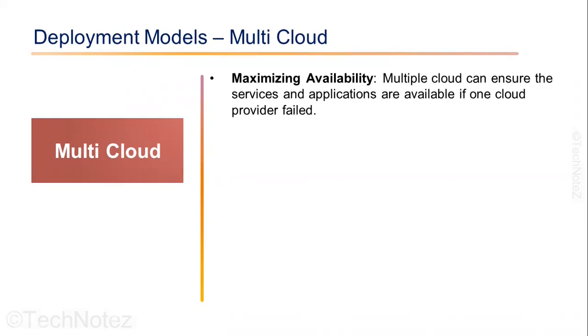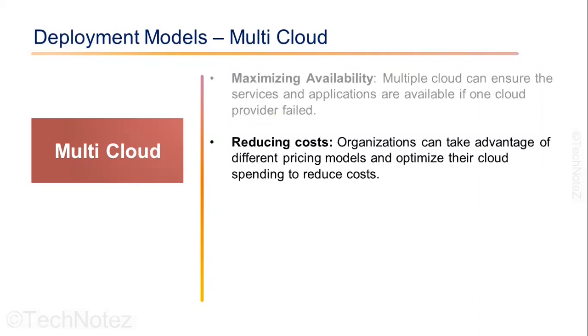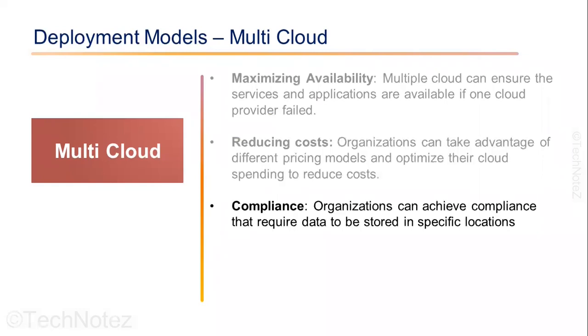Maximum availability. By using multiple cloud providers, organizations can ensure that their services and applications are available even if one cloud provider fails. Reducing the cost. By using multiple cloud providers, organizations can take advantage of different pricing models and optimize their cloud spending to reduce the cost. Compliance. Organizations can achieve the compliance and regulations that require data to be stored in a specific location or require certain security measures to be implemented.